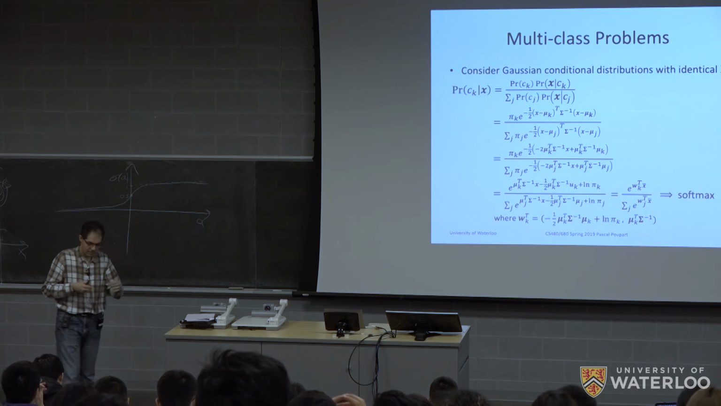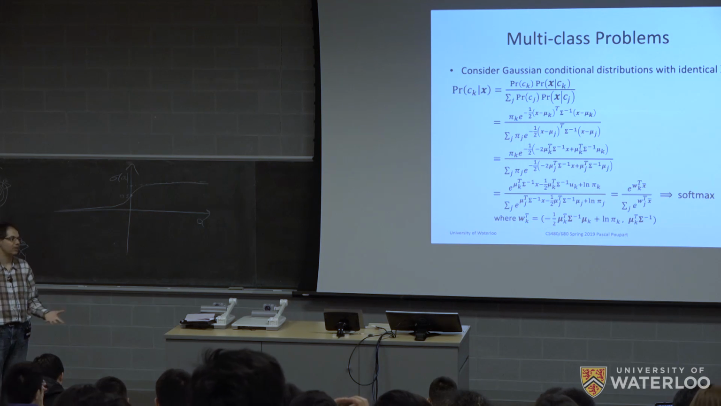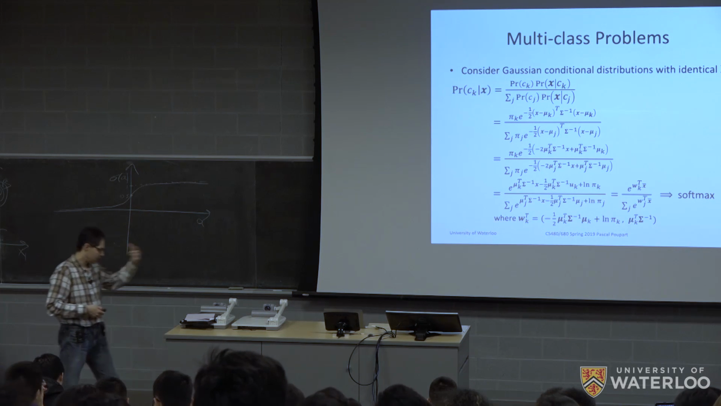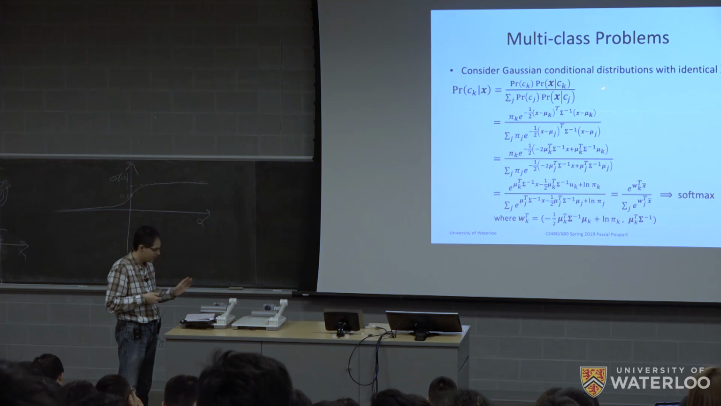Okay, so now what if we have more than two classes? If we have 3, 4, 5, multiple classes, we can do the same computation that we did before. We're going to assume that each class has a class conditional distribution that is Gaussian, and here with the same covariance matrix capital Sigma.